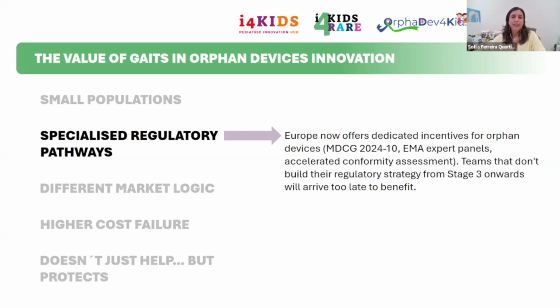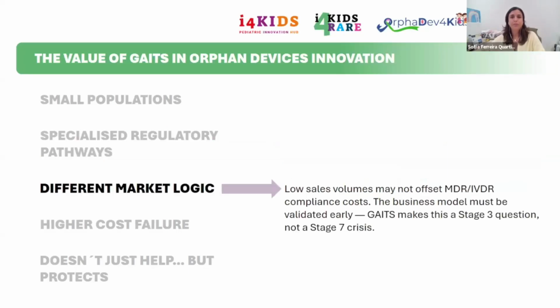Europe now has dedicated pathways for orphan devices. We know the Medical Device Coordination Group, the EMA expert panels, the accelerator on conformity assessment. These are real incentives, especially designed for orphan devices, but they require a deliberate strategy from very early stages. A team that reaches, for example, stage 5 without a regulatory plan has already missed the window to benefit from them. So this is another reason why in orphan devices the GAITS methodology really brings value: to understand when you can really benefit from these incentives.